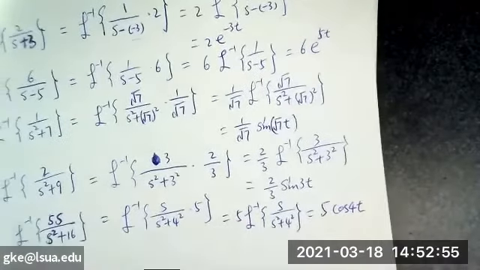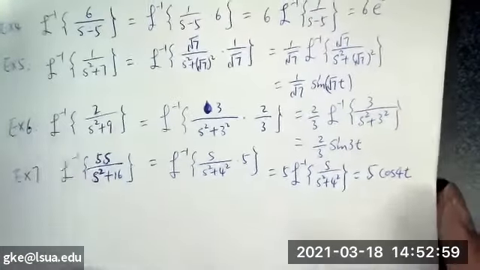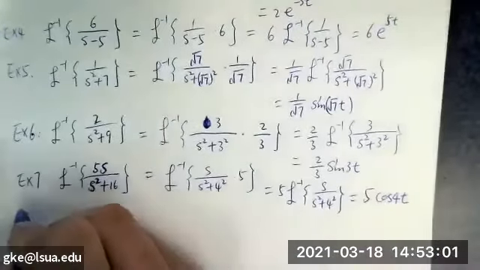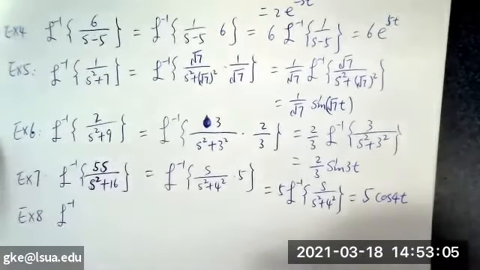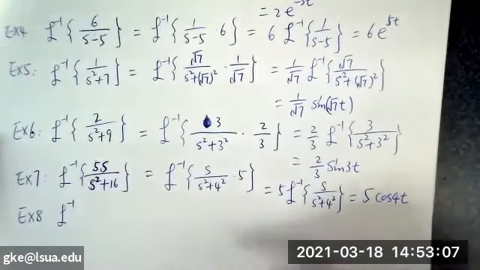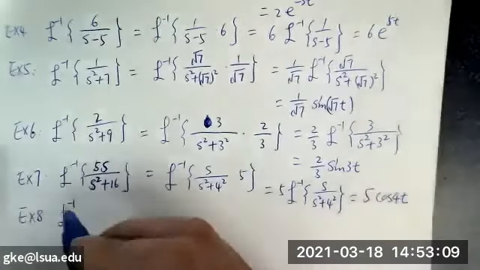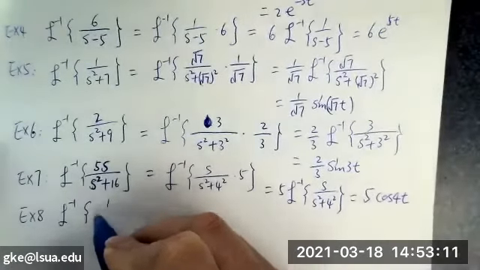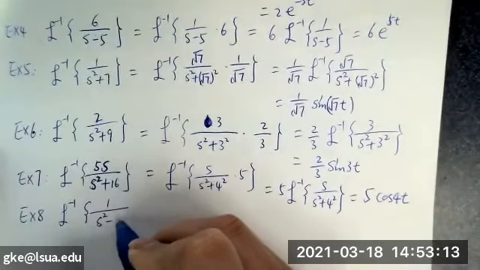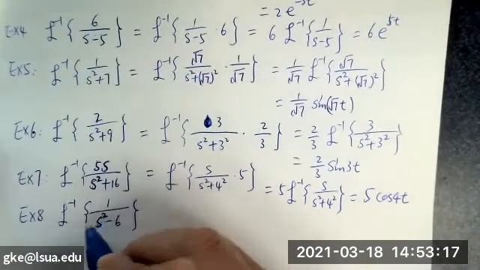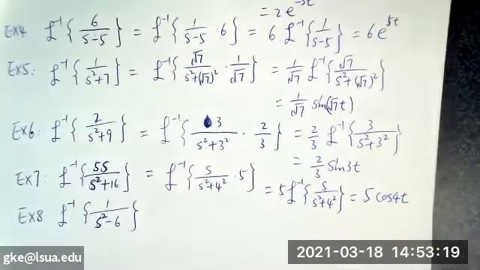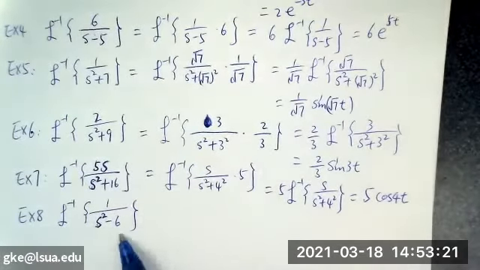Now I'm gonna give you guys the last example. Okay, the last example: one over s squared minus 6.